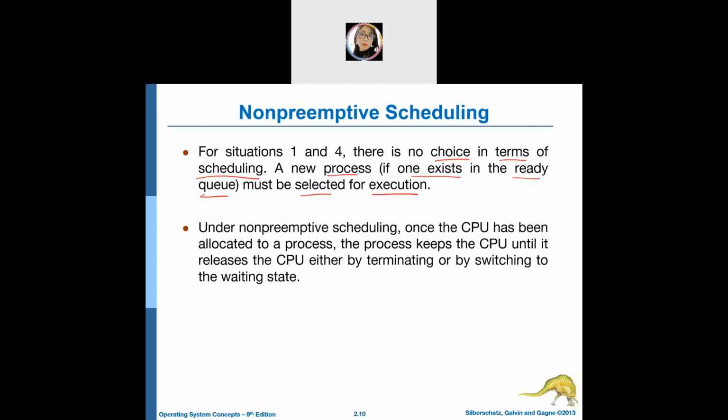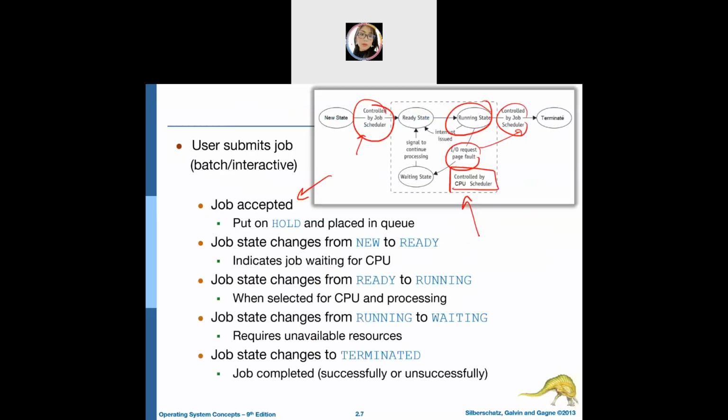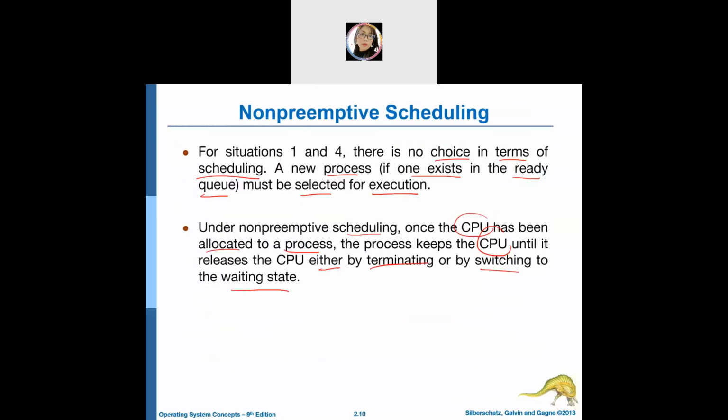Okay, next you have non-preemptive scheduling. When the CPU has been allocated to a process, the process keeps the CPU until it releases the CPU, either by terminating or by switching to the waiting status. So it's still similar, referring to this statement. And this one is non-preemptive scheduling.